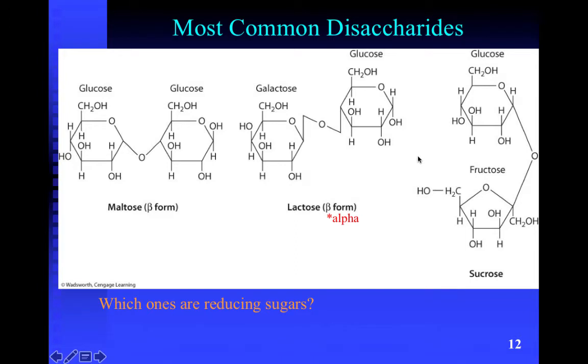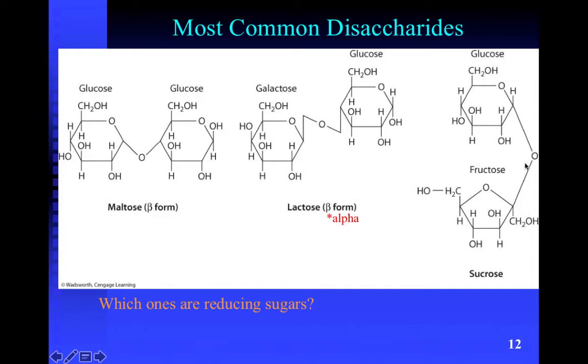Okay, now let's look at sucrose. It's unique. So here's sucrose, a very common disaccharide, obviously. We know it's glucose, fructose. Let's find the anomeric carbons. For glucose, the anomeric carbon is here. For fructose, the anomeric carbon is here. So in the case of sucrose, both of the anomeric carbons are in the glycosidic bond.